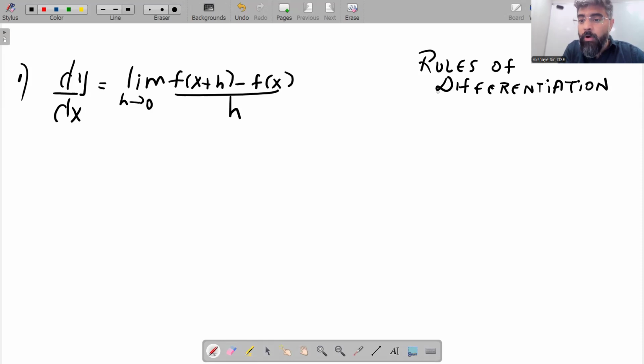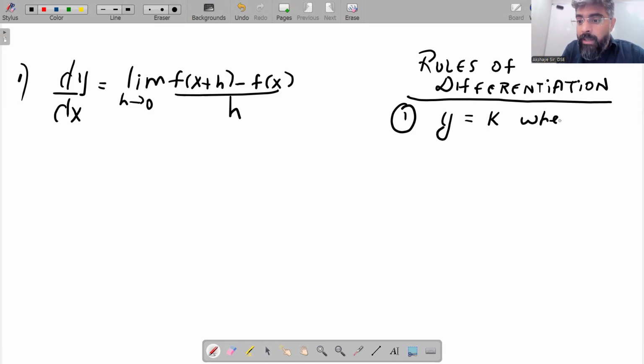So rules of differentiation. The first rule is that if I talk about derivative of a constant, that's 0, because by definition, a constant does not change. Let's say that I have y equals k, where k is a constant.